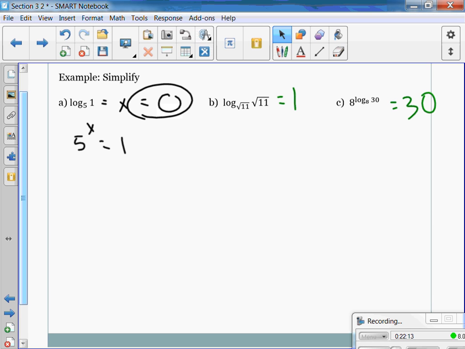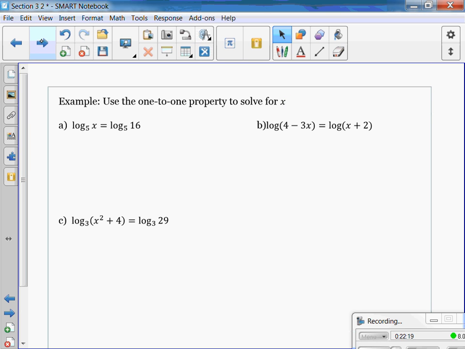Then we can also use the one-to-one property. We have log base 5 of x equals log base 5 of 16. Do they have the same base? So due to the one-to-one property, I can just say what then? Absolutely. x equals 16. Since they have the same log base 5, I ignore the logs, I ignore the bases, and just set everything else equal to one another.